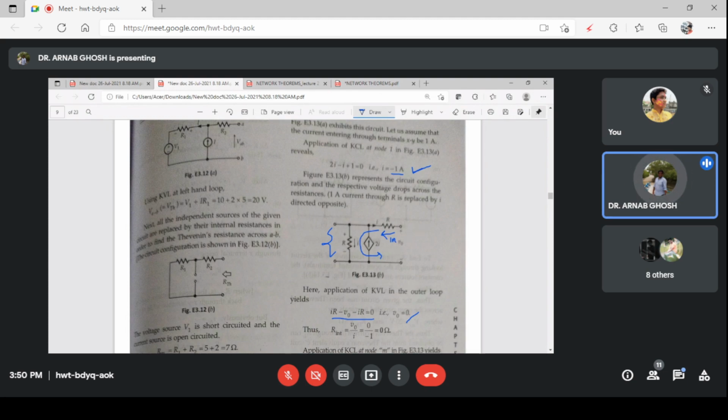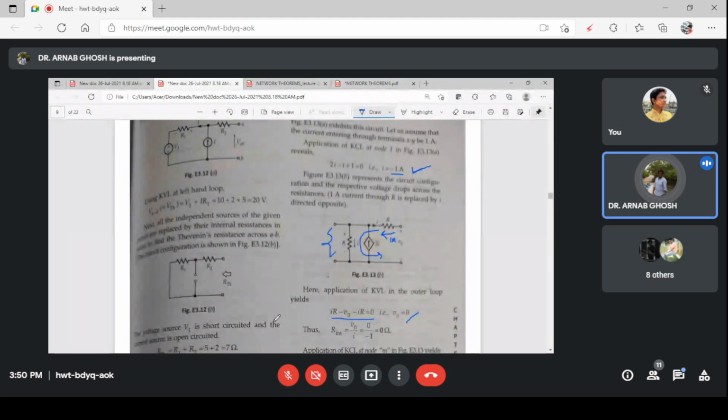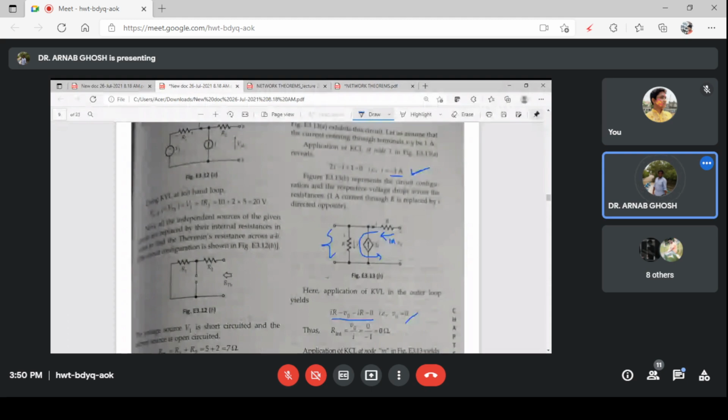So I will just write it for this loop. I am writing it for this loop, okay? So is this visible to you? This Jamboard, is this visible? Yes, sir. Okay, so I am writing it on this board only.